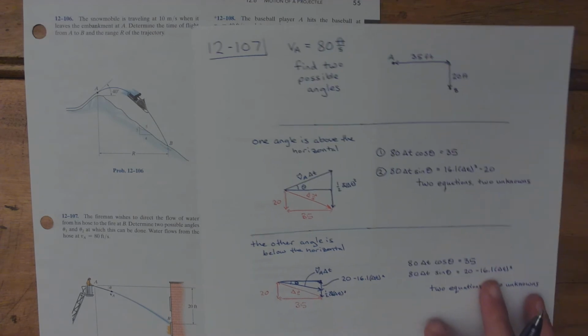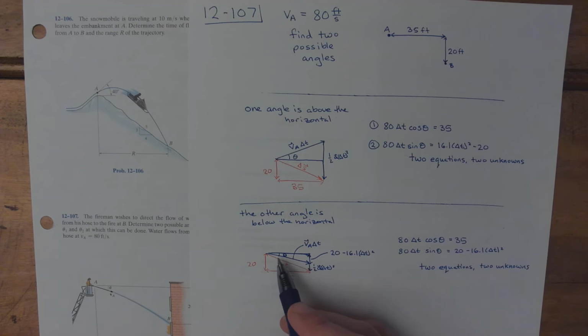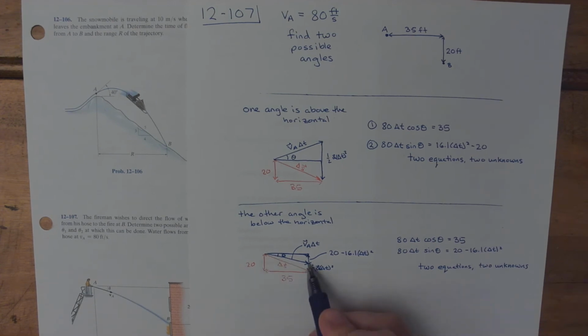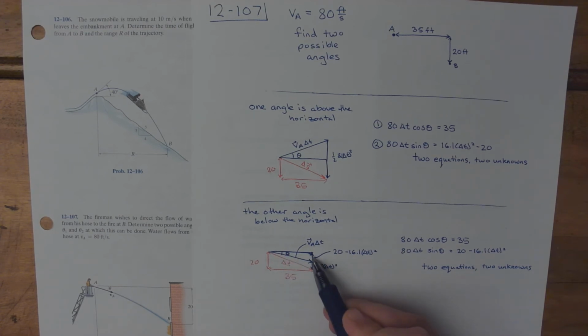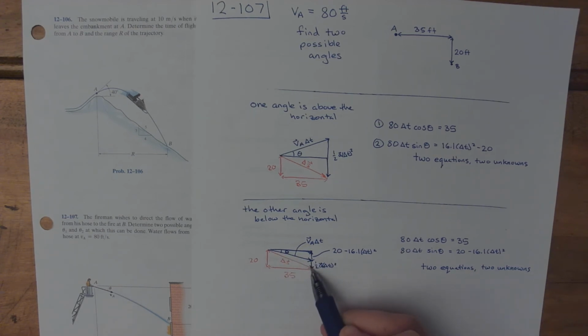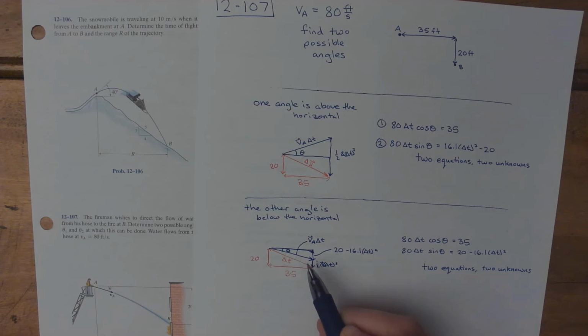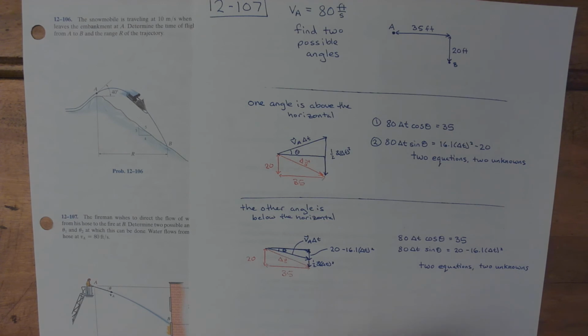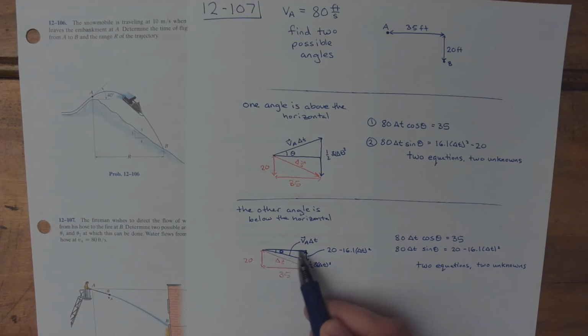Okay, the other angle is below the horizontal, so this vector going from point A to point B is VA times delta T. This angle here is theta, and this is my 1/2 acceleration times delta T squared vector. When I add that with VA times delta T, I get delta S going from here to here. We're going to look at this right triangle here.